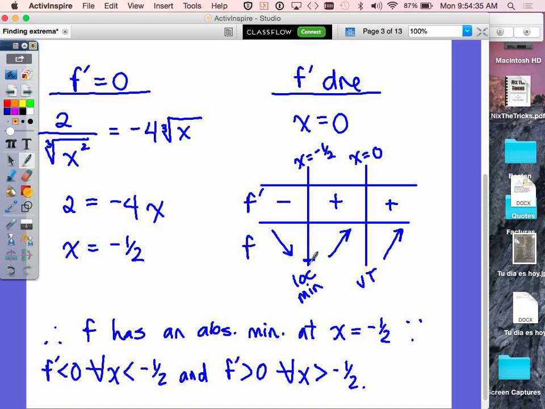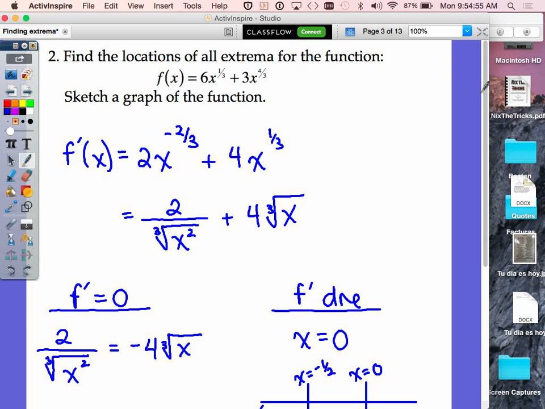The function doesn't have any absolute maximums, as we can see, because it's going up to infinity on both sides of minus 1/2. As x approaches positive infinity, f of x is going to approach infinity, and as x approaches negative infinity, f is going to approach infinity. So I've only got that one extremum. If you notice, the question says find the locations of the extrema. It doesn't ask for the extrema themselves, and so I don't have to evaluate at minus 1/2. But if I was asked to find the exact values of the extrema, I could put minus 1/2 into f of x and I could get that.